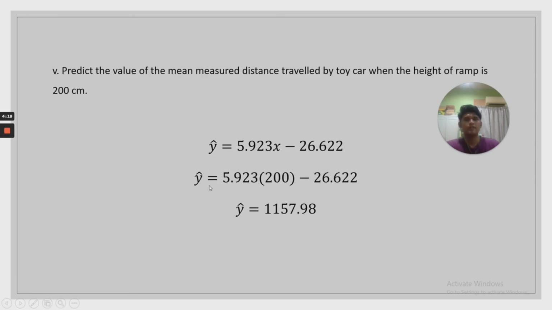So y hat is equal to 5.923 multiplied by 200 minus 26.622. So y hat is equal to 1152.98. So that's all from me. Thank you.